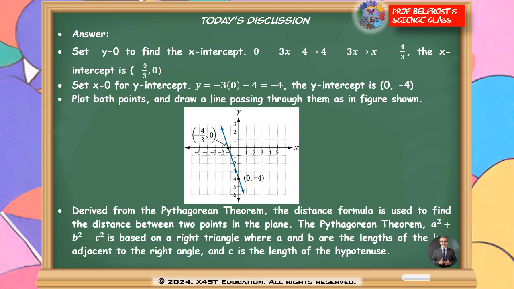Derived from the Pythagorean theorem, or Pythagoras theorem, it's up to you, the distance formula is used to find the distance between 2 points in the plane. The Pythagorean theorem, which is a squared plus b squared equals c squared, is based on a right triangle, where a and b are the lengths of the sides adjacent to the right angle, and c is the length of the hypotenuse.